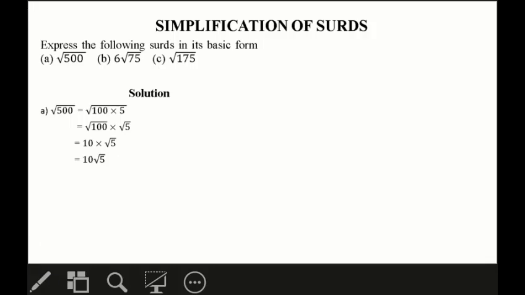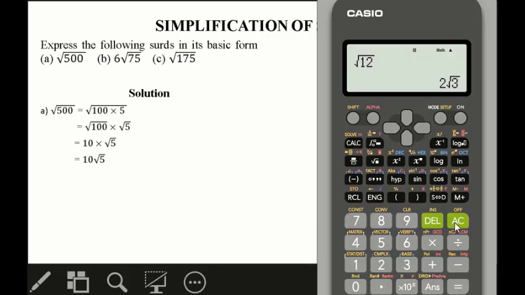Just draw your calculator, pick it up. I have this. Press your AC. Then you punch the expression as the root of 500 on your calculator.